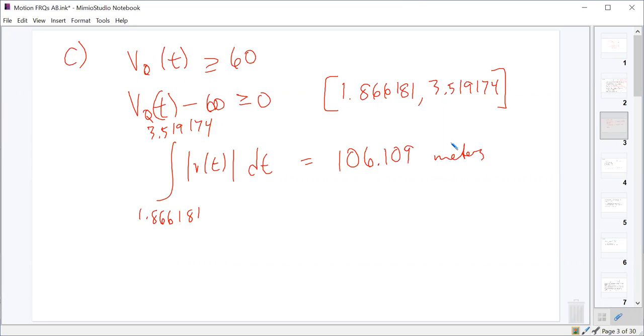right? So for the first part of part C, I'm just going to go back quickly and repeat this since I wasn't recording. We just looked for when the velocity was at least 60, so we set v sub q of t greater than or equal to 60, subtracted the 60 to look at when it was above 0, and found these intervals on our graphing calculator.